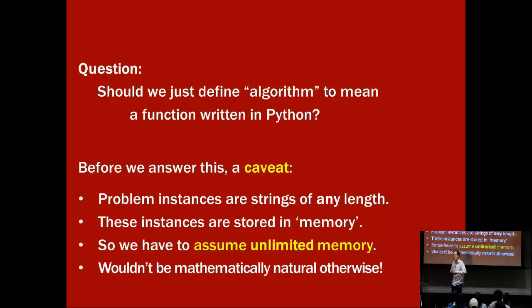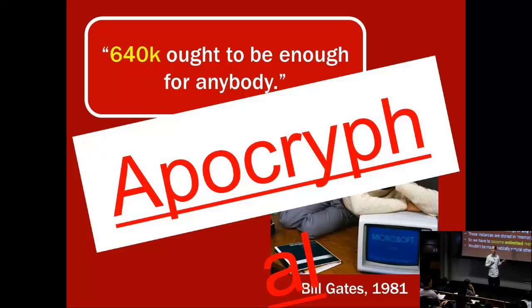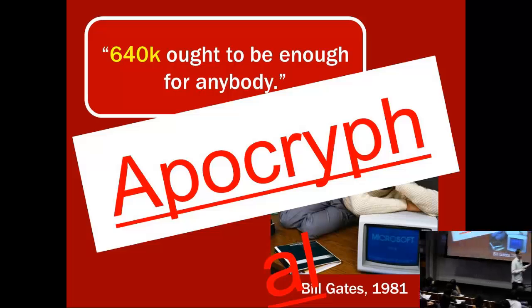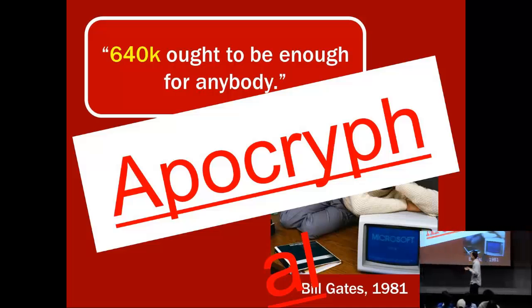I mean, it wouldn't make sense to say, OK, an algorithm is anything written in Python, but it's only allowed to use at most 1 gigabyte of memory. That just somehow wouldn't be mathematically natural, right? There's a famous quote attributed to Bill Gates from 1981 saying that 640,000 bytes ought to be enough for anyone. Well, that's not really true. First of all, it's an apocryphal quote. He didn't actually say that. But also, it doesn't make sense mathematically, I think, in the context of algorithms to put any finite upper bound.